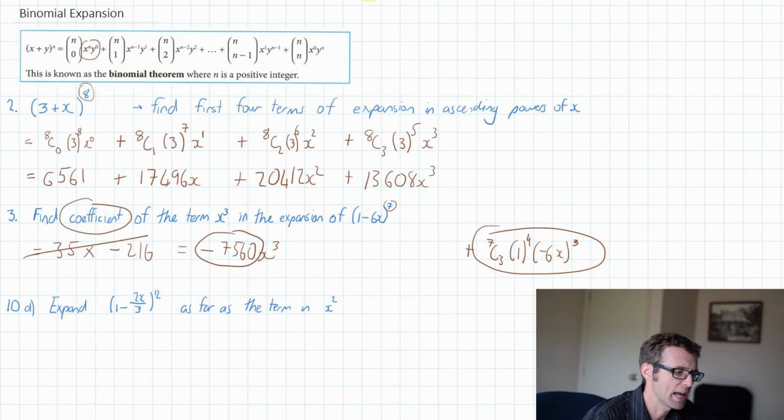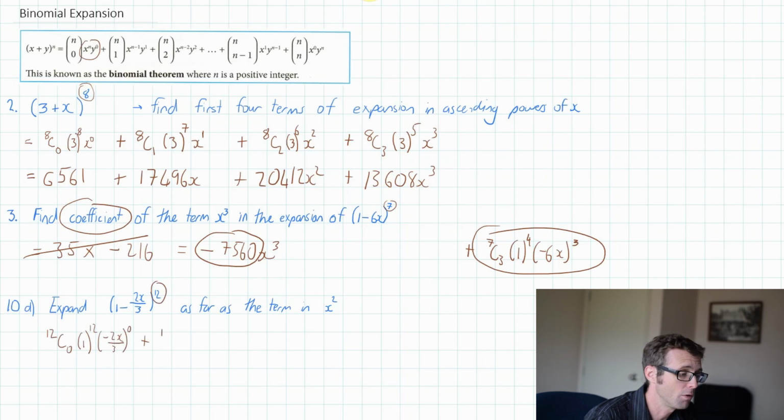Moving on to question 10. We have to expand 1 minus 2x over 3 to the power of 12, and we're only going as far as the x squared term. We start off with 12 choose 0, 1 to the power of 12, minus 2x over 3 to the power of 0.